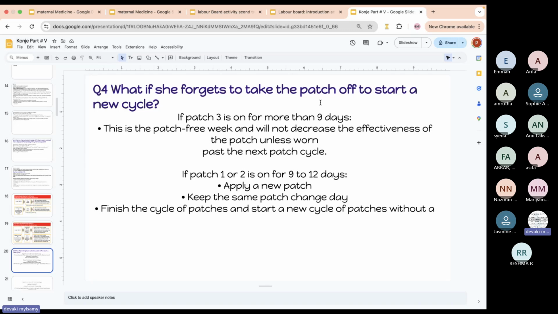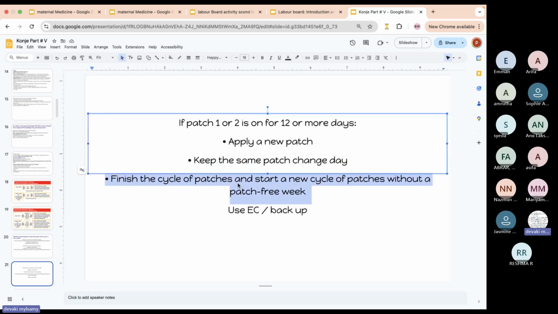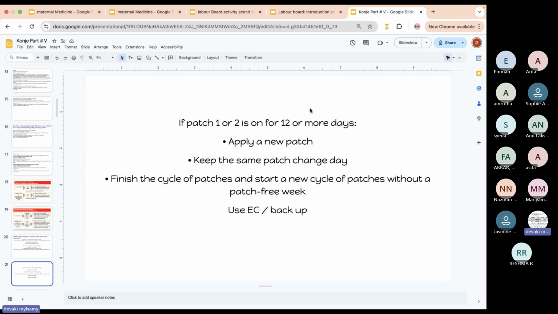What if she forgets to apply a patch to start a new cycle? The patch can be kept for 9 days without any issue. So she can very easily keep this patch for 9 days. After that, 9 to 12 days, apply a new patch, keep the same patch change day. The patch should be applied on the same patch day. Finish the cycle of patches and start a new cycle of patches without a break. If patch 1 or 2 is on more than 12 days, apply a new patch, keep the same patch change day, finish the cycle of patches and start a new cycle without a patch free week. Use EC as a backup. So if it is more than 12 days, always remember alternative contraception, emergency contraception, and keep no patch free week, keep the same patch change day, apply a new patch.